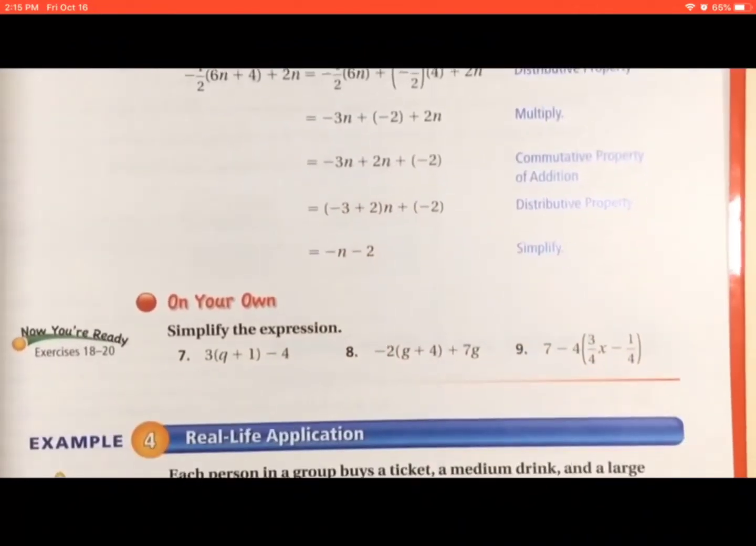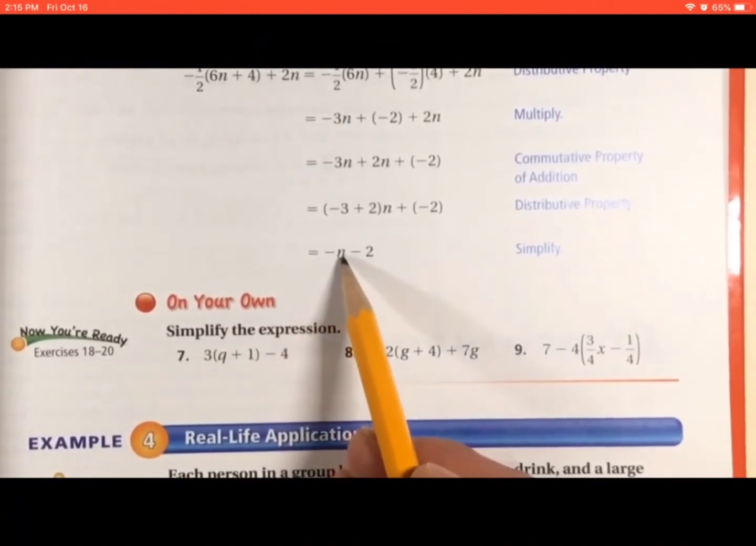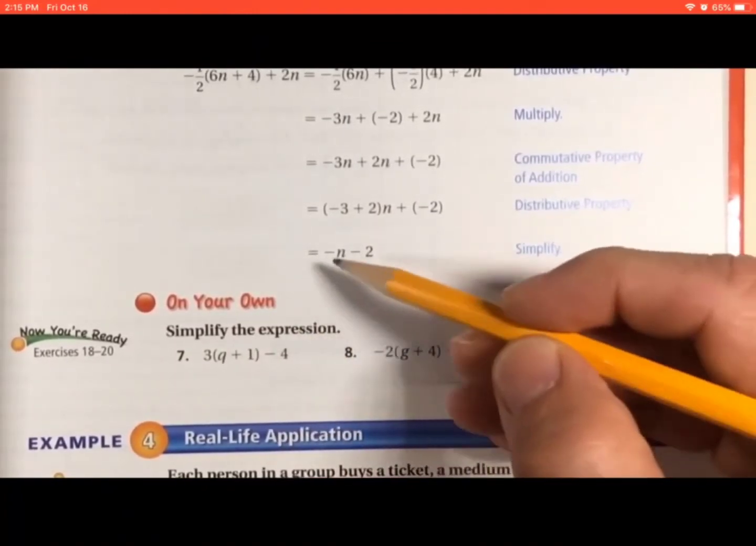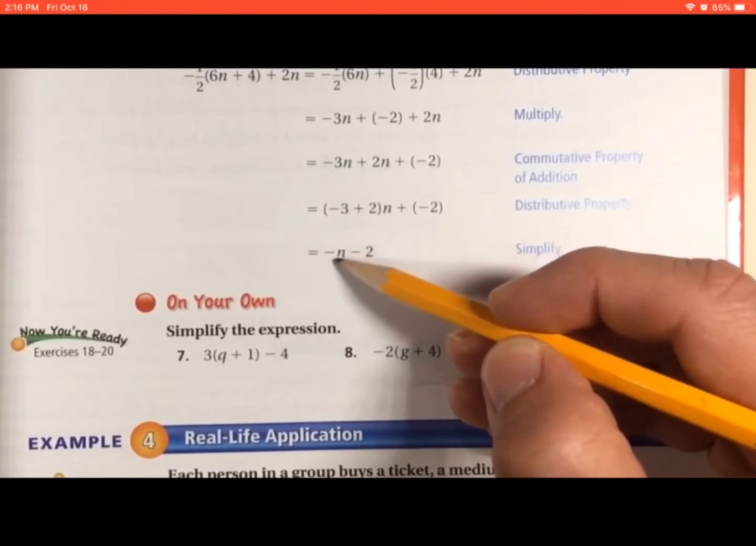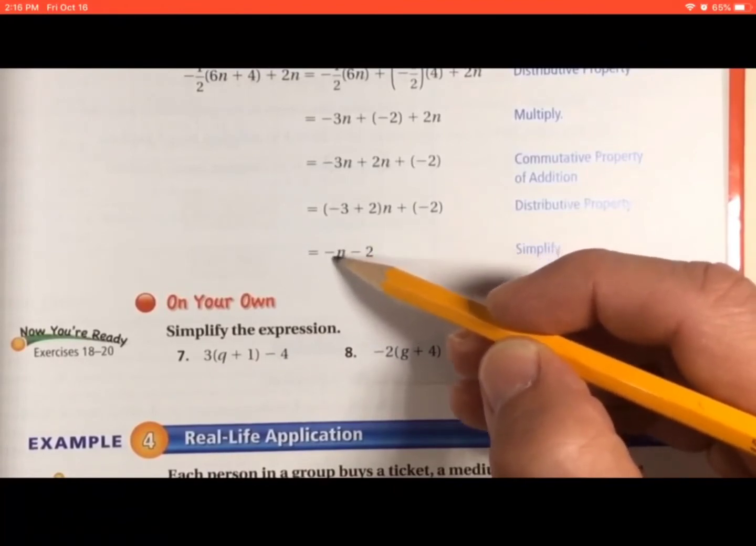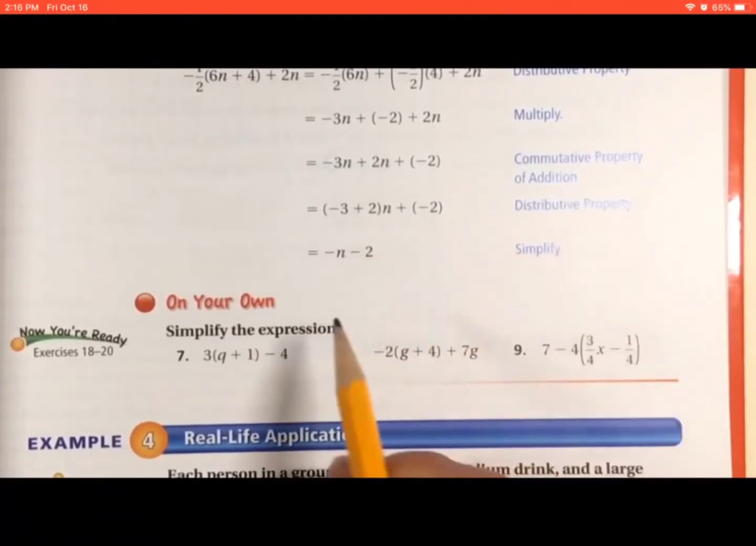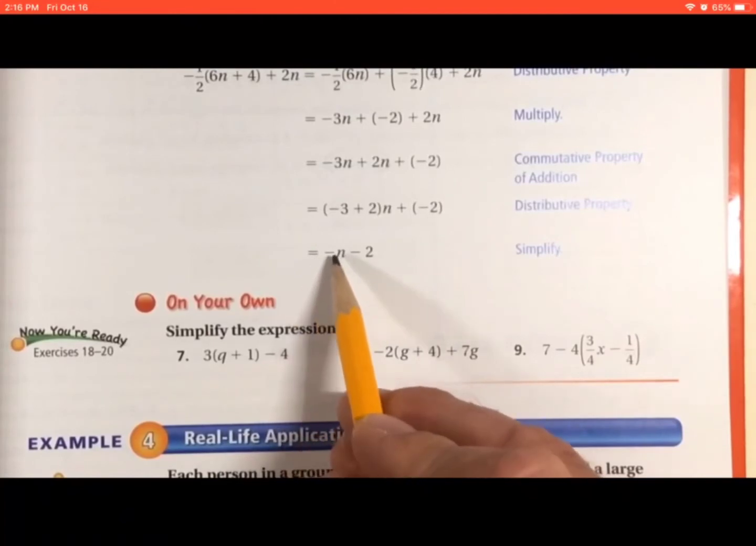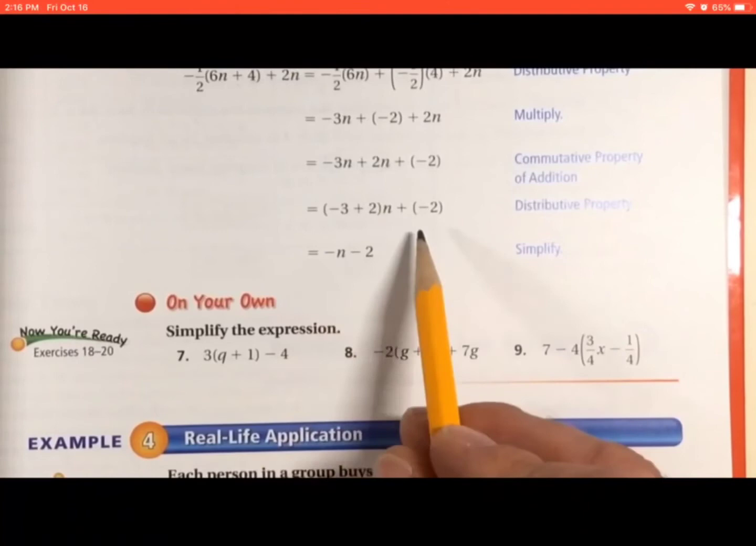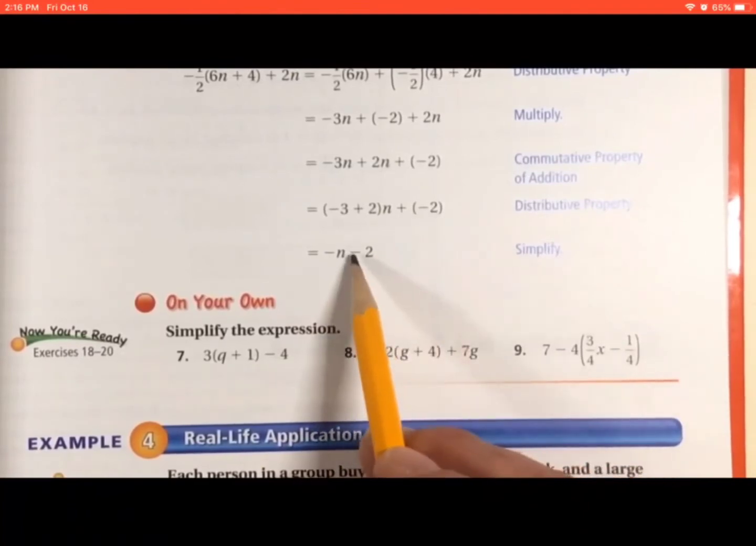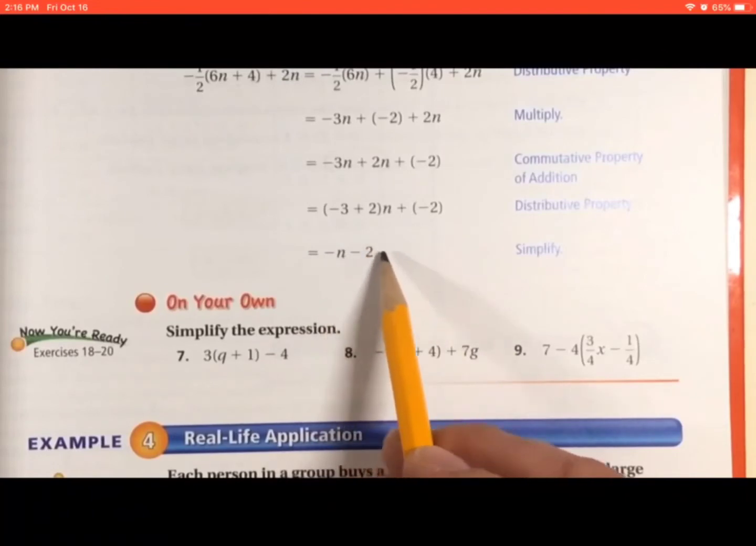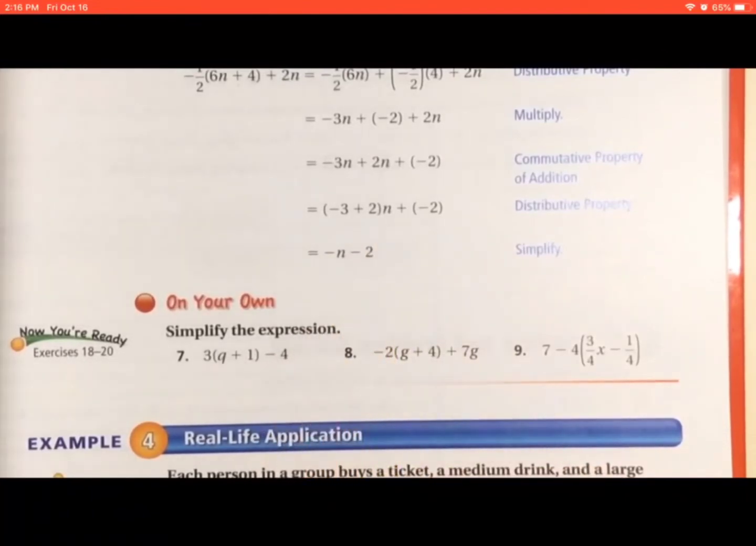When we write that, negative 1n, we just write as negative n, because when it's a coefficient of 1, we can leave the 1 off. It's just understood to be 1. So negative n, if you want to put negative 1n, that makes you feel better, go ahead. And then instead of plus a negative 2, we just put minus 2. So we have a negative n and a negative 2. We can't simplify anymore because they're not like terms.